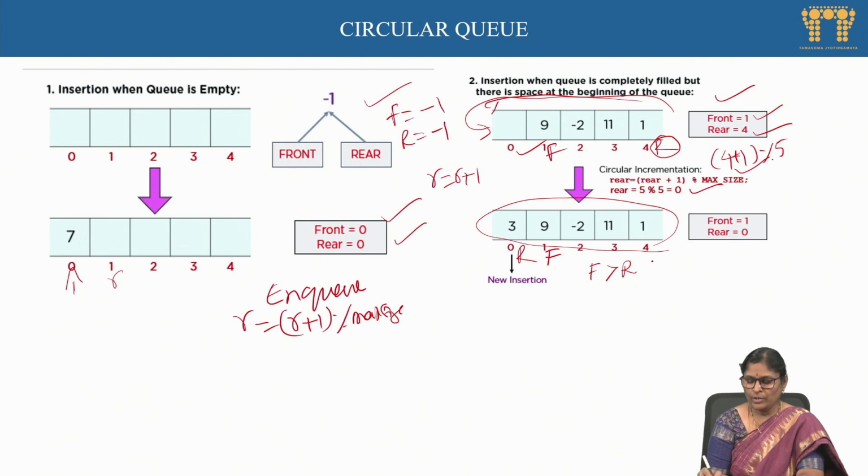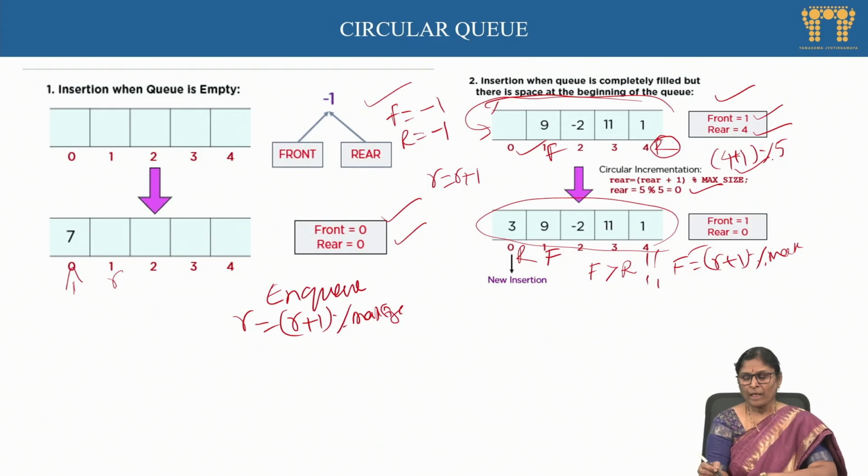Or else you can say whenever F is equal to (R + 1) mod max, then also we can say your circular queue is overflow, meaning already it is filled. You cannot insert an element into the circular queue.